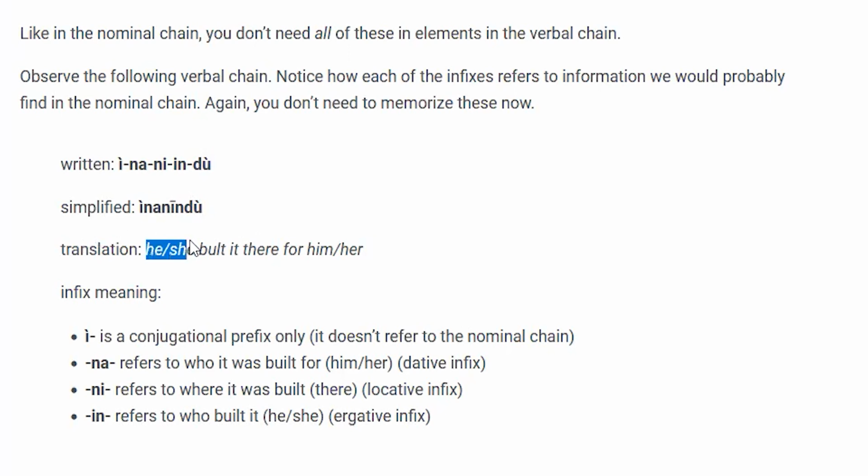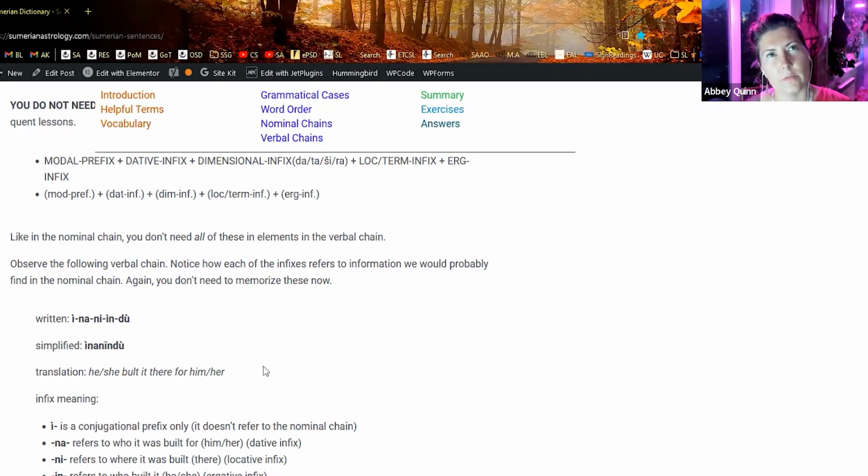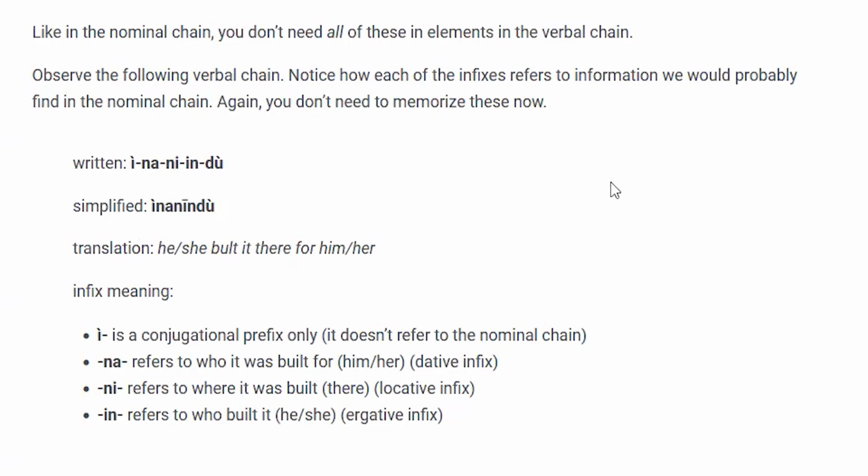And the reason these are listed as he, she, or him, her is not because they were very progressive about their gender. The same word is used for he and she and him and her, at least as far as these pronouns were concerned. Wow, wouldn't that have made 2023 so much easier on all of us? Infix meaning. This I up here is a conjugational prefix only. It does not refer to any information in the nominal chain. This na, however, refers to who, whatever we're building, who it was being built for.